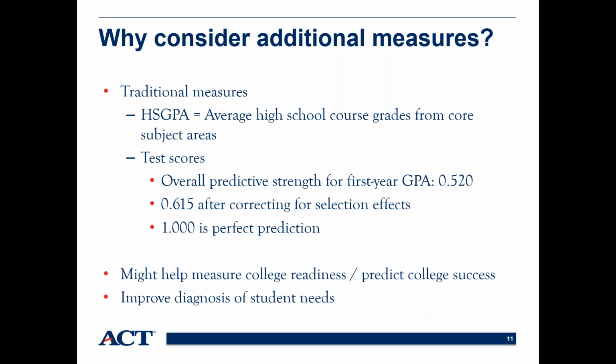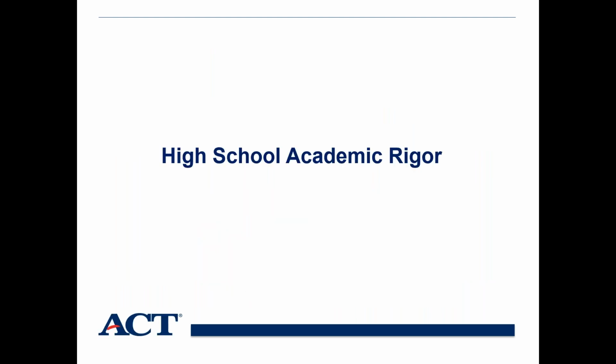If we had perfect prediction, we'd see a correlation of 1. So our two traditional measures are getting us a little more than halfway to perfect prediction. So one reason for considering additional measures is to improve prediction of college outcomes. Prediction models provide an empirical basis both for admissions and for identifying students in need of additional support.